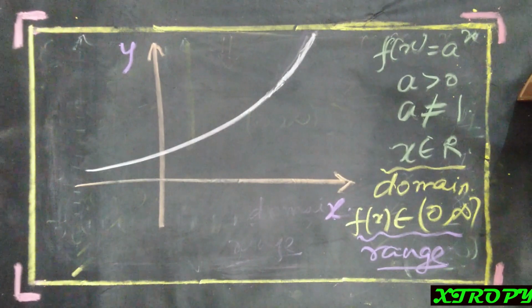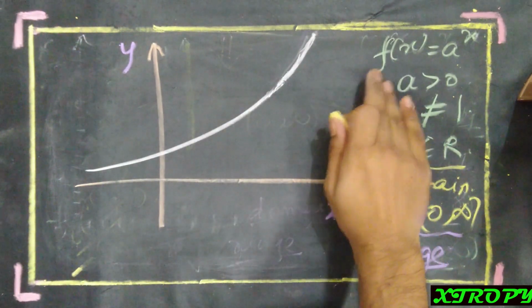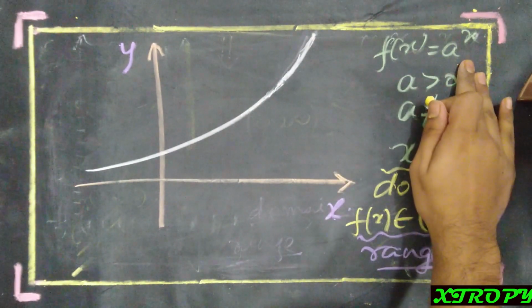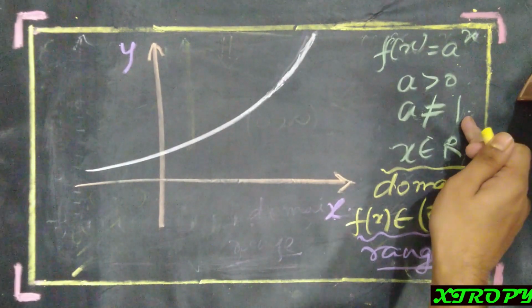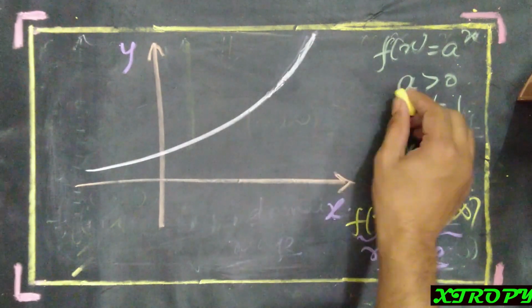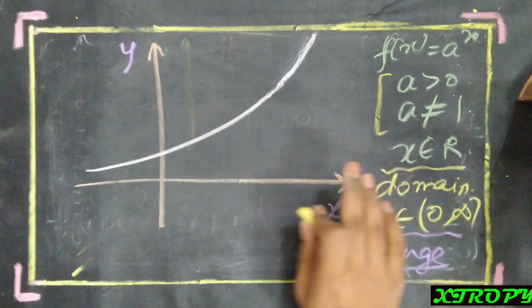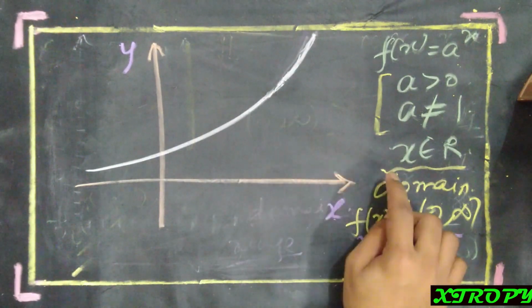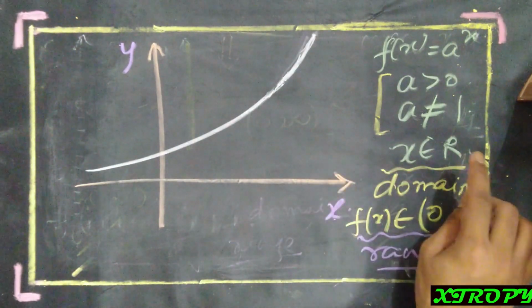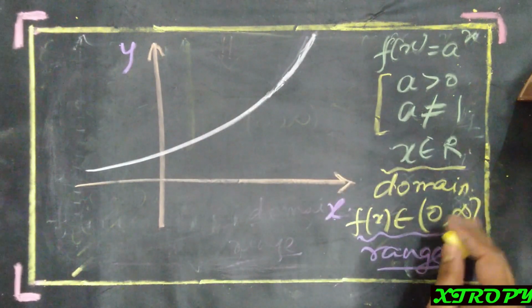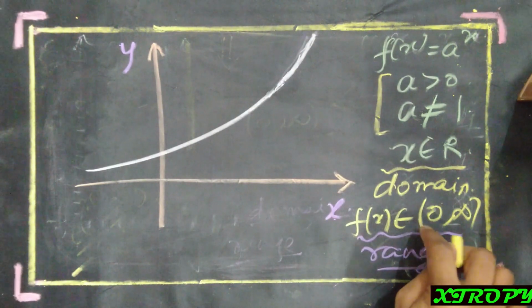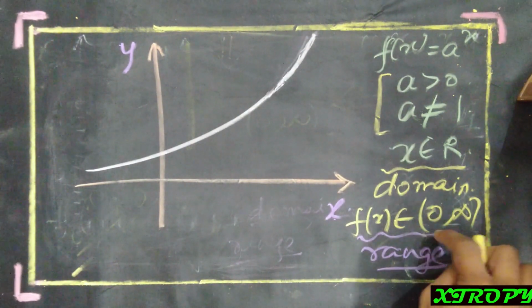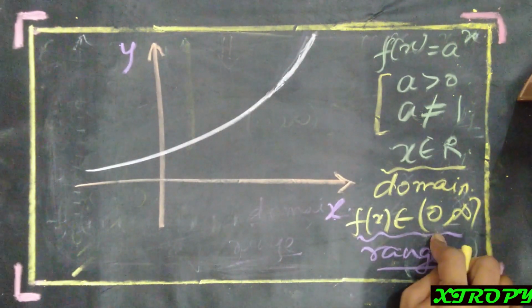So let us now understand graphically the meaning of domain and range. Well, when we defined that f(x) equals a to the power x is an exponential function, we told that a will be more than 0 and a will not be equal to 1. And I explained the reasons why these are the limitations. We also told that the domain of the function is x belongs to R, that is the set of entire real numbers, and the range is f(x) belongs to 0 to infinity, where 0 is not included. The open bracket means that this beginning value is not included.